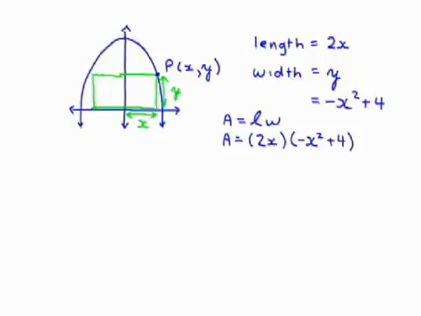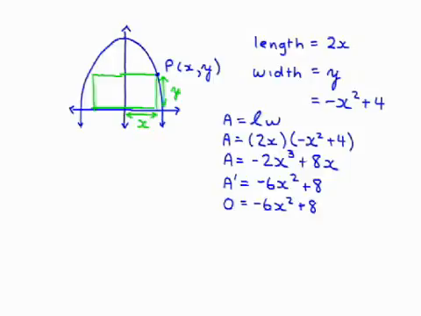We expand that using our distributive property, and we get that A is equal to negative 2x cubed plus 8x. We take the derivative of that, A prime, and we end up with negative 6x squared plus 8. We now set that derivative equal to 0 and solve for x. We end up with x is approximately equal to 1.15.